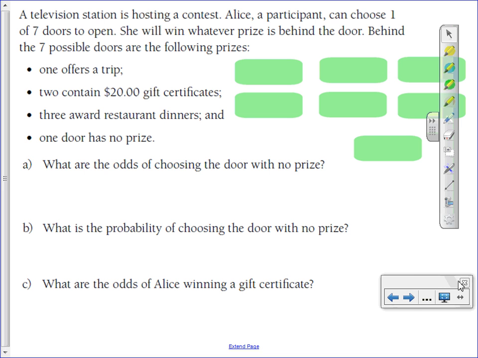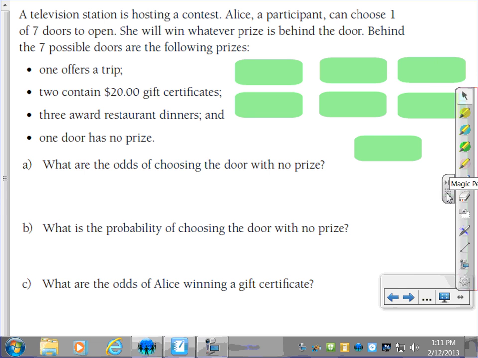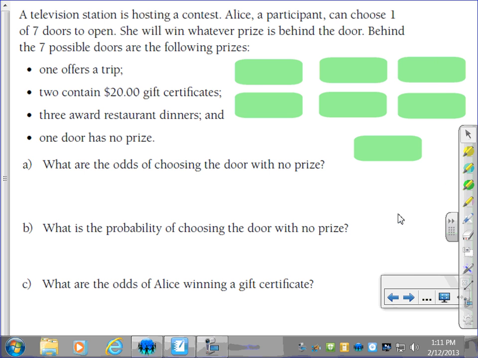There are 7 doors, and I've put them as little green boxes there, and you get to pick one. And this Alice contestant gets to choose and get what's behind the door, and one of them is a trip. 2 of them have $20 gift certificates. 3 are restaurant dinner certificates, and then there's one with no prize. So what are the odds of choosing the door with no prize?